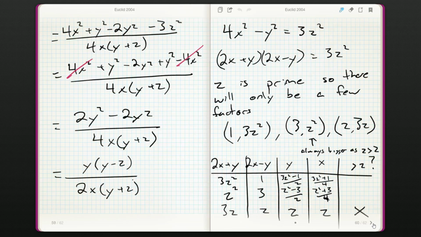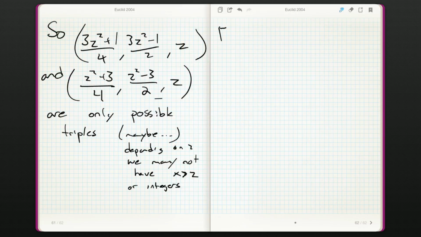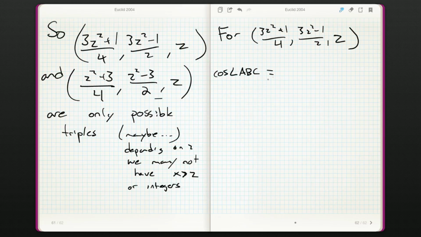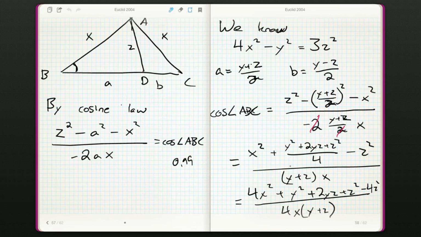Alright, well, let's get to it. 3z squared plus 1 over 4, 3z squared minus 1 over 2, and z, the cosine of the angle that we're talking about, this whole little thing, is this really the nicest expression I have to sub in? There wasn't a better one. No, there really isn't a better one. It's a shame.